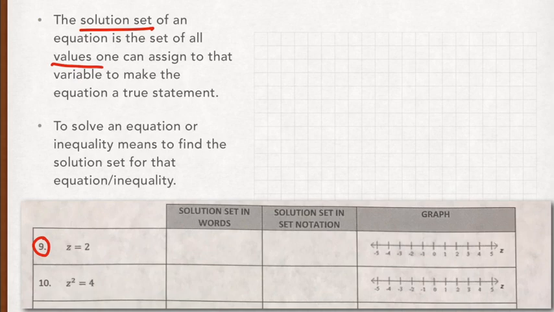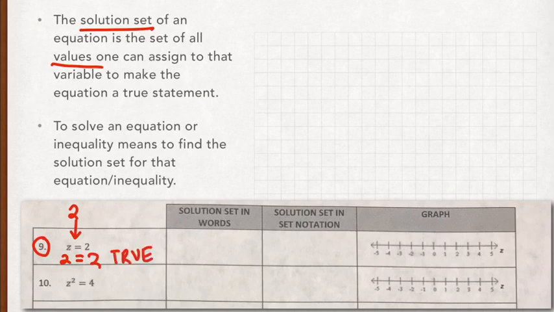Let's look at our first example here, number 9. We have z equals 2. That is an equation because it has an equal sign. Now, if we were to assign a value that was something other than 2 to z, so let's say instead of z, we would assign the value of 3, then this would no longer be a true statement. This would be a false statement because 3 is not equal to 2. So therefore, 3 would not be able to be in the solution set for this particular equation. And in fact, the only value that can make this equation true, so the only value we can substitute z for, would be a 2.